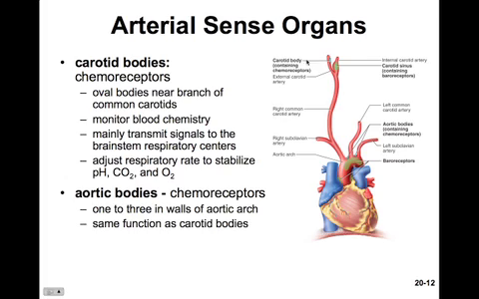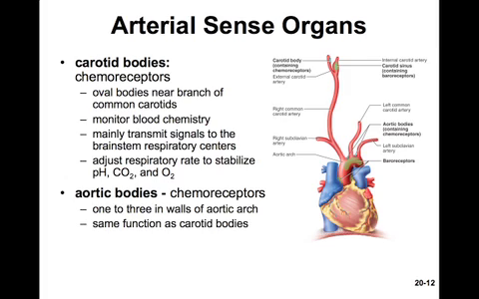The carotid bodies are chemoreceptors. They're oval bodies that are located in the carotid artery. They monitor the blood's chemistry. They mainly transmit signals to the brainstem and the respiratory centers and adjust the rate in order to stabilize the pH, the carbon dioxide level, and oxygen levels in the blood. They're very much more sensitive to the carbon dioxide levels than anything else.